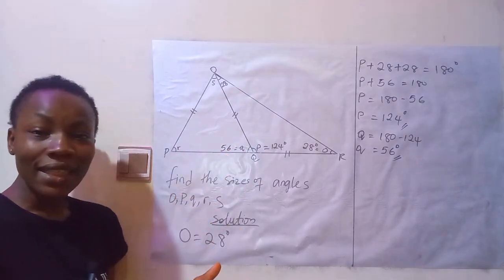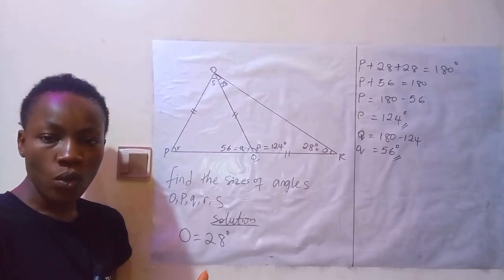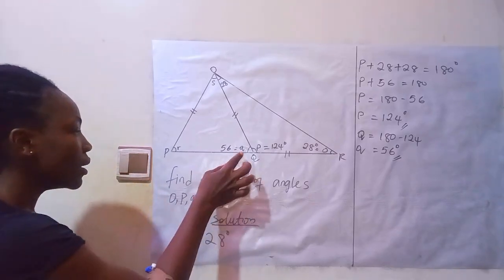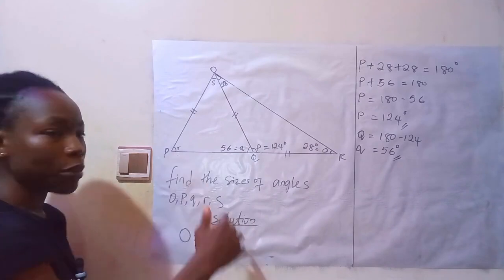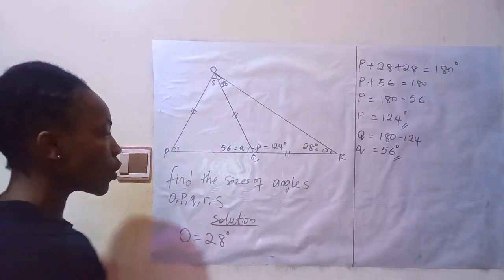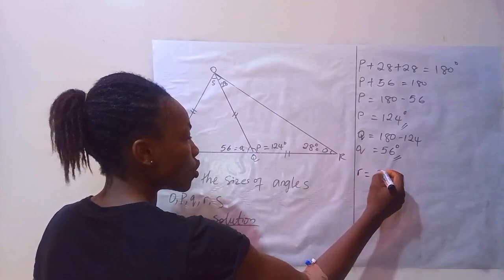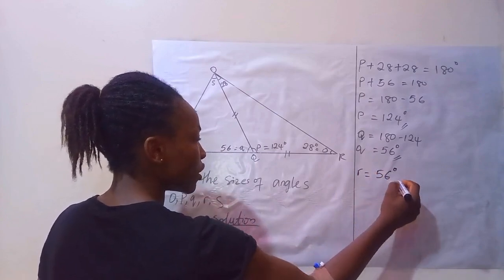Now our R is equally 56 because we said that in an isosceles triangle, the two base angles are equal, and Q and R are the base angles of OPQ. So we have that R is equal to 56 degrees.